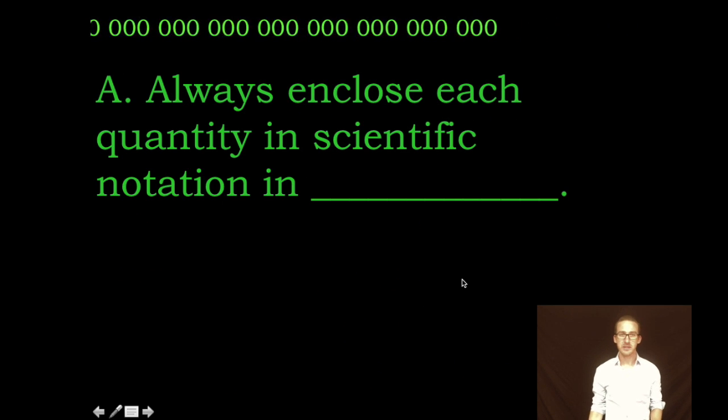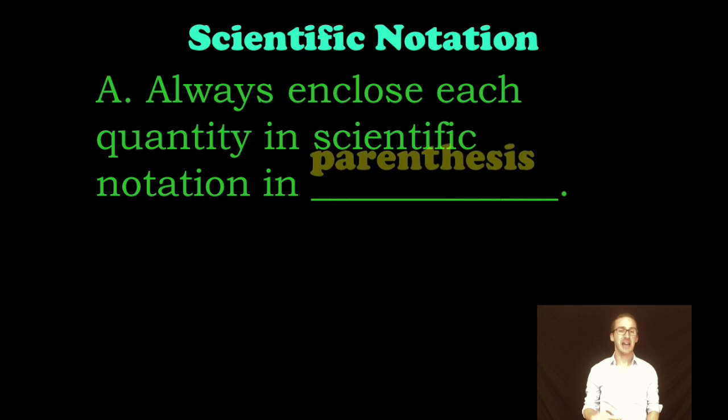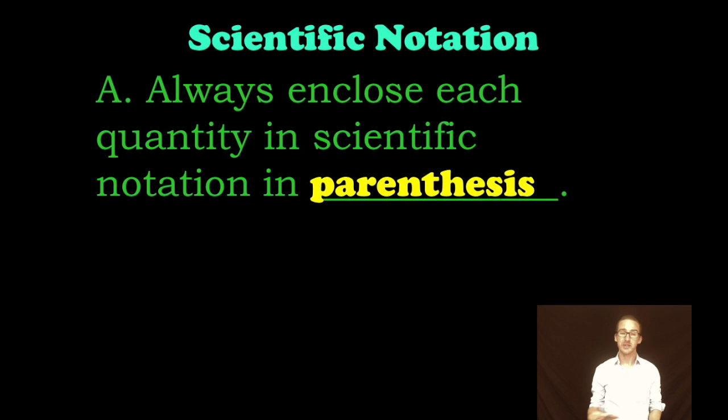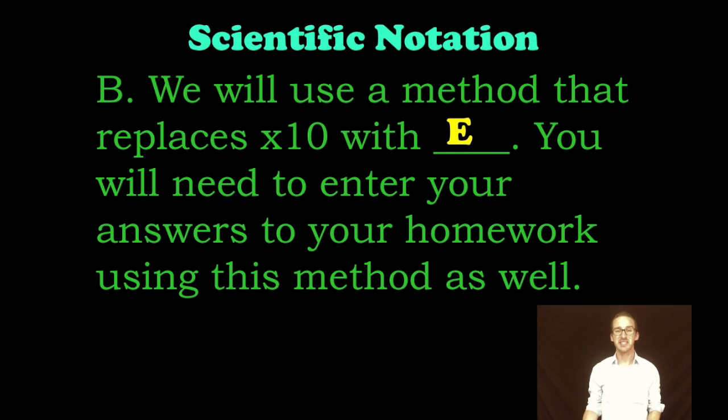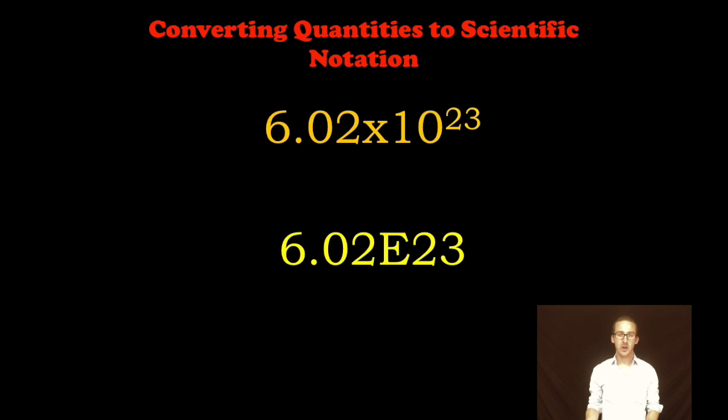Now, a couple important things when we're talking about scientific notation and your calculator. One, always make sure to enclose each of those quantities in scientific notation in parentheses. That will just really help to make sure your order of operations stays correct. And two, keep in mind that we're going to use a method that replaces the times 10 with the letter E. You'll see this in your calculator, and you'll also see this in many online tools. So it's gonna be really important that you understand those two things can be interchanged. So when I'm thinking about a number 6.02 times 10 to the 23 in scientific notation, 6.02 E23 means the same thing.